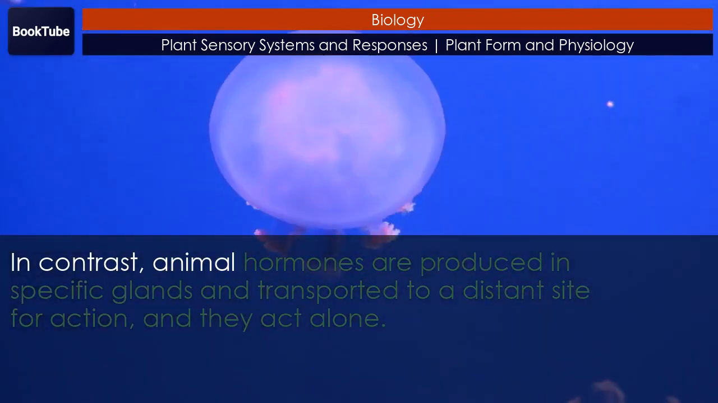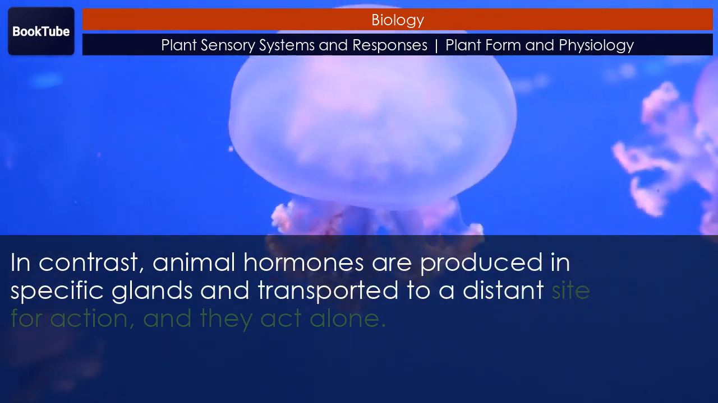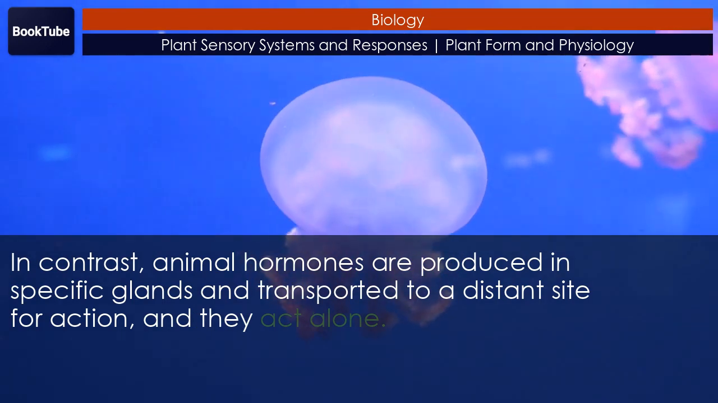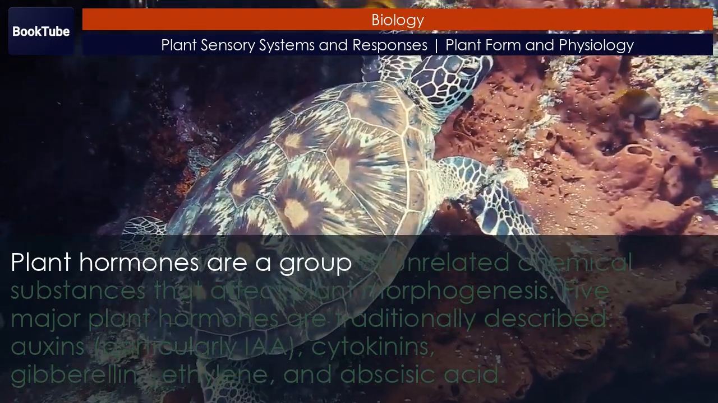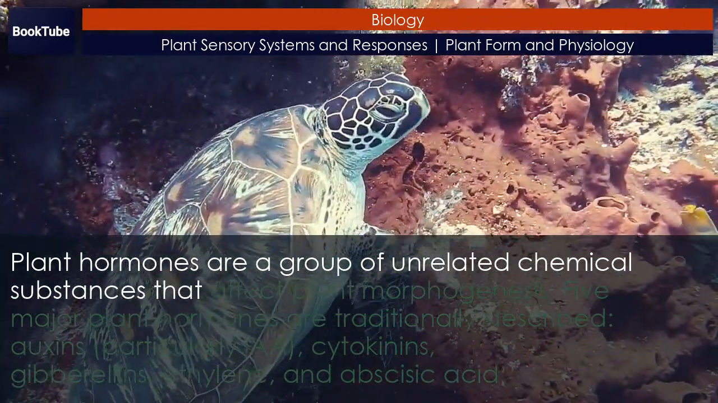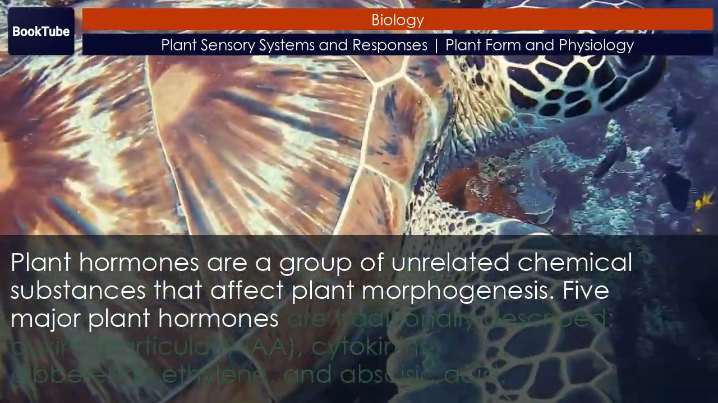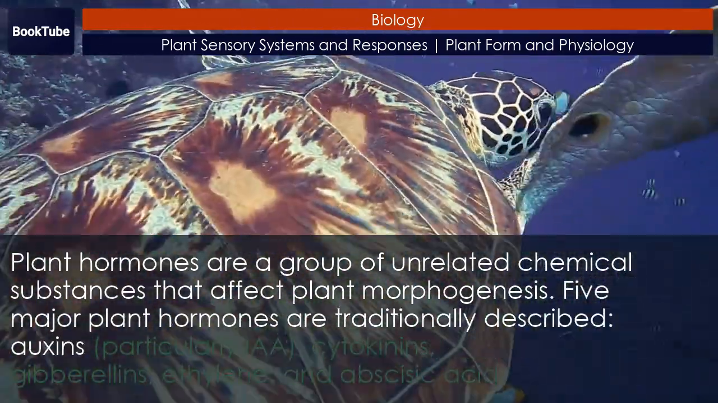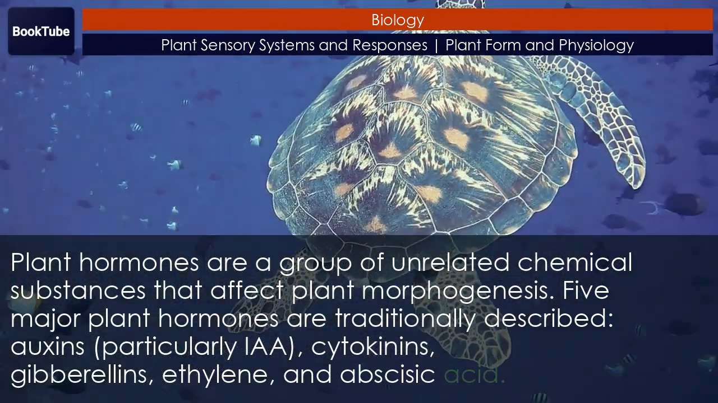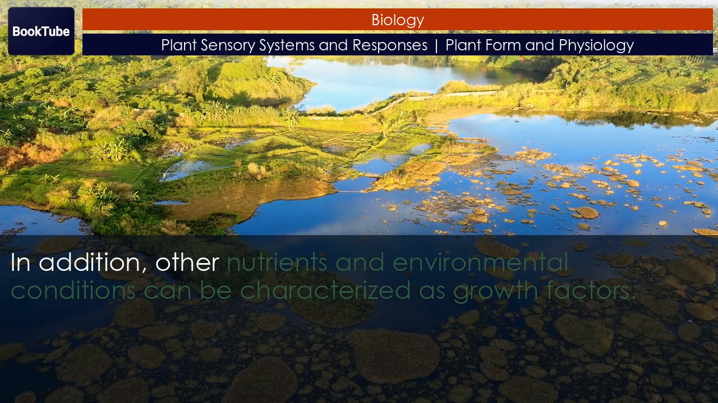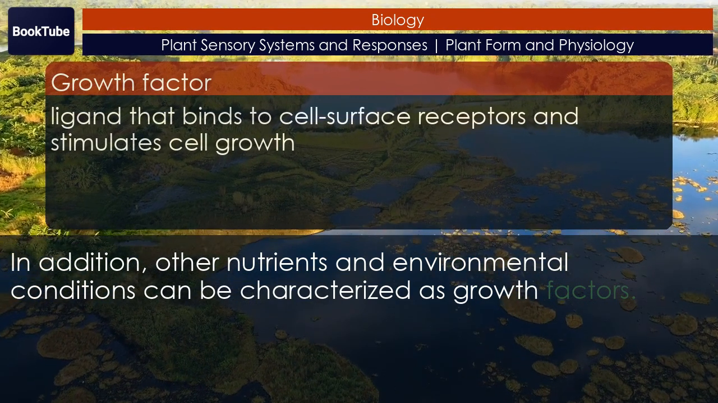In contrast, animal hormones are produced in specific glands and transported to a distant site for action, and they act alone. Plant hormones are a group of unrelated chemical substances that affect plant morphogenesis. Five major plant hormones are traditionally described: auxins, particularly IAA, cytokinins, gibberellins, ethylene, and abscisic acid. In addition, other nutrients and environmental conditions can be characterized as growth factors.